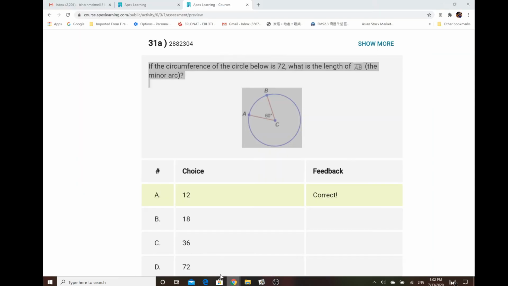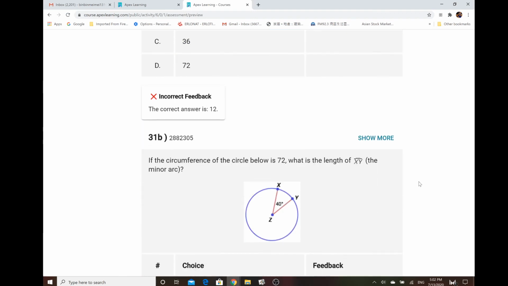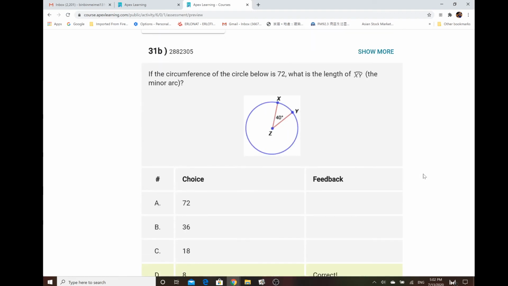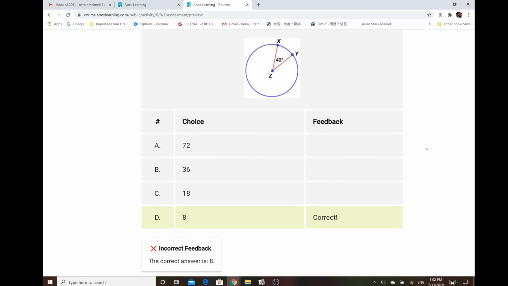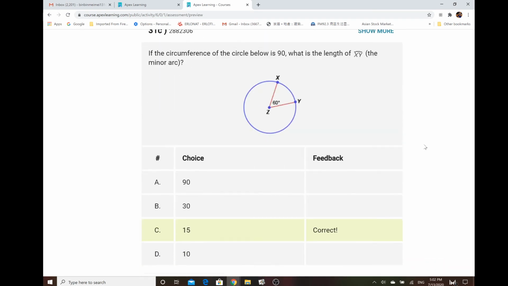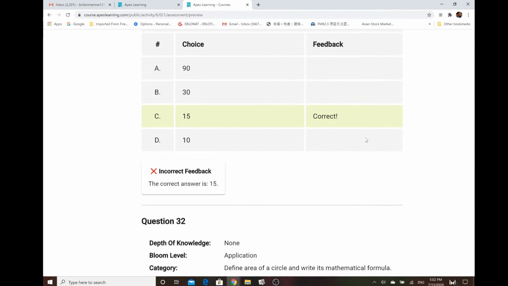Okay, so now let's see what else we have for the rest of this. So 31 is quite similar. 40 over 360 times 72. So we'll get 8. And then the circumference for this circle is 90. So 90 times 60 over 360. So 90 times 1/6, or 90 divided by 6, is 15.